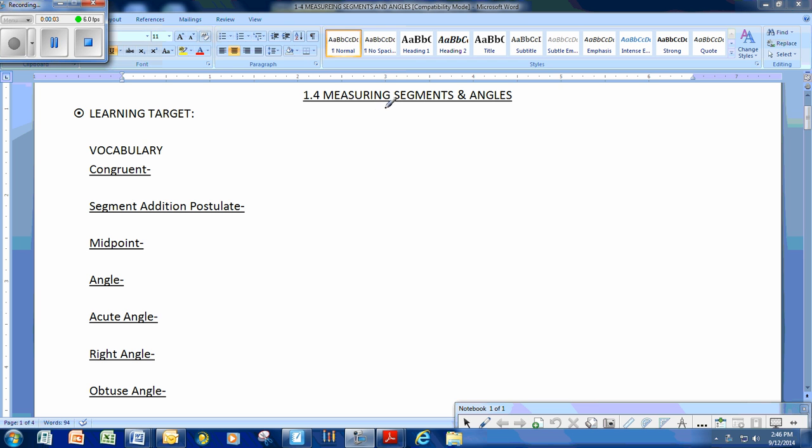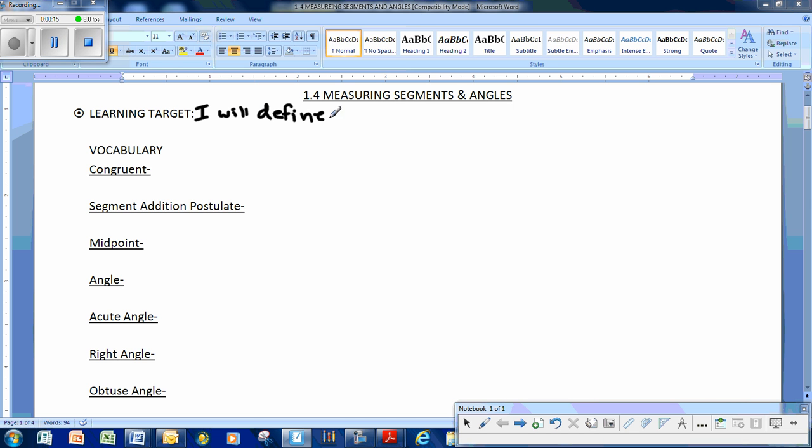Today's lesson is on measuring segments and angles. Our learning target is, let's write this out. I will define, identify, name, and label congruent segments and angles.